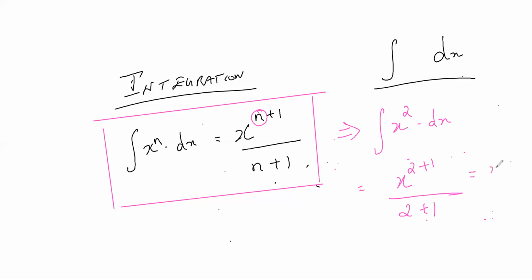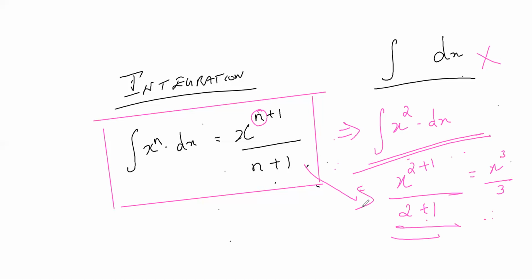So it becomes x power 3 by 3. Once we are doing the integration, there is no need to put this symbol. This symbol is not required. We just apply this formula. That's all: x cube by 3.